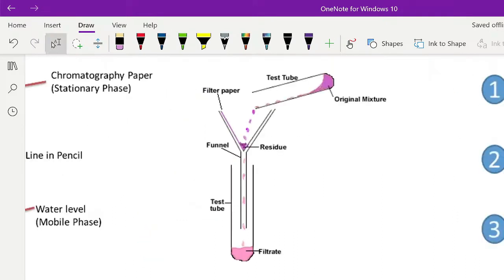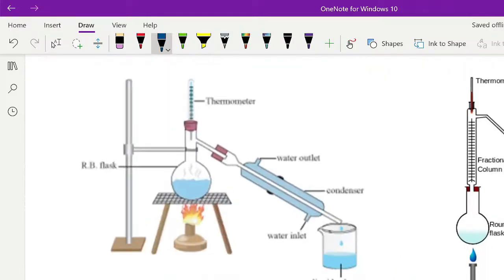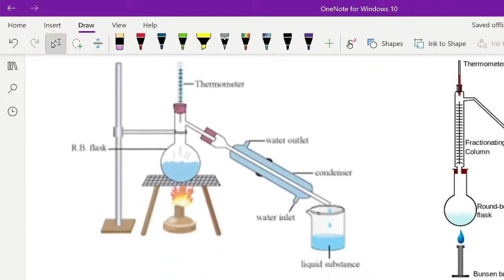Next, if you want to separate a solid from a liquid or a solution, then you use filtration. The solid that is caught in the filter paper is called residue, whereas the liquid or the solution is called filtrate. There are two types of distillation. One is simple distillation, and one is fractional distillation.